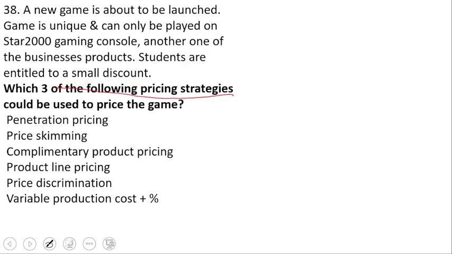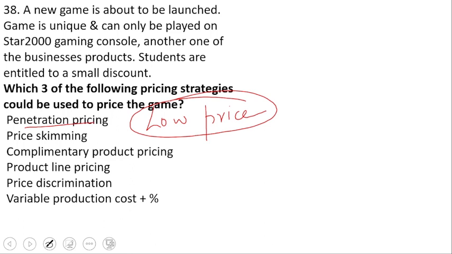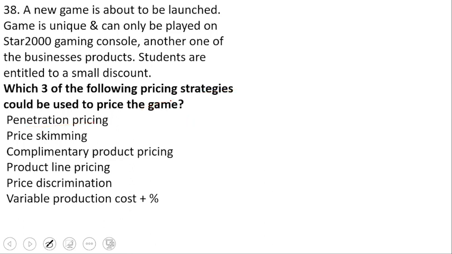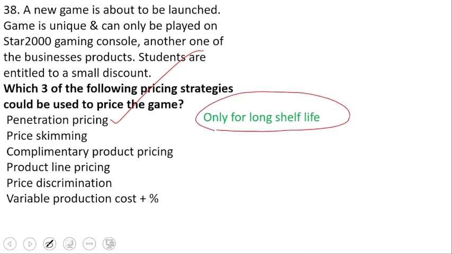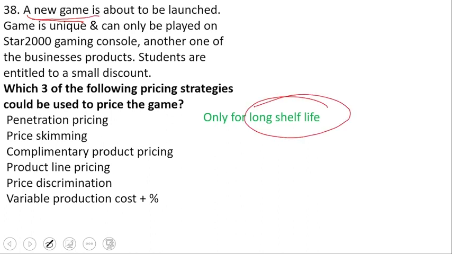Which three of the following pricing strategies could be used to price the game? First one, penetration pricing. Now in penetration pricing, we charge a low price initially to capture the market. But please note that this low price itself will lower your profit. So you can have penetration pricing only if the product has got a long shelf life. Now, a particular product that's a new game, that will definitely not have a long shelf life. Why?